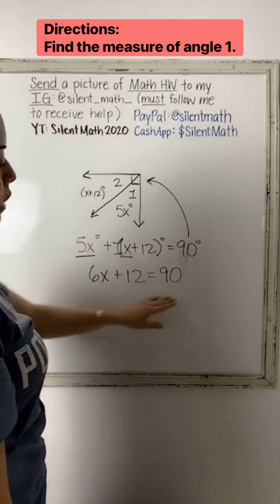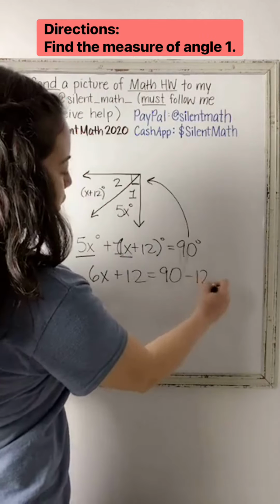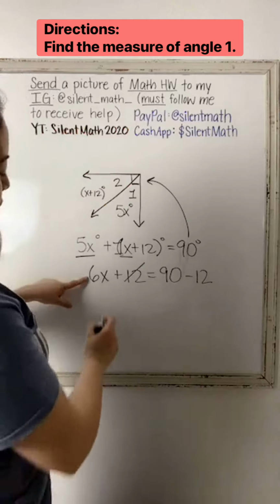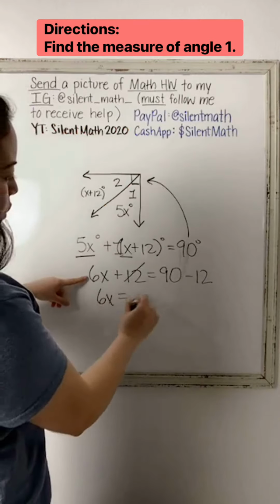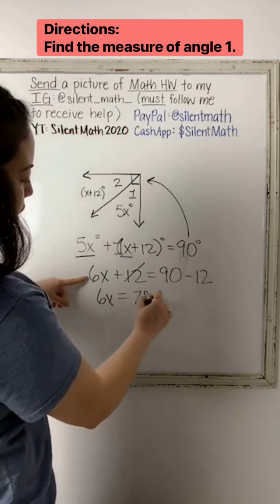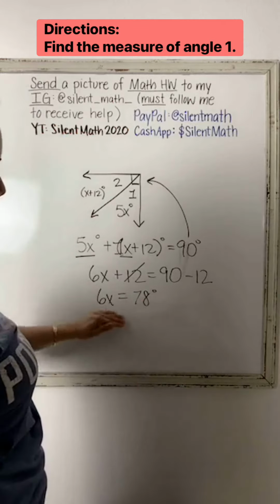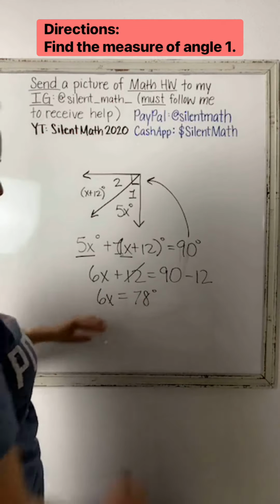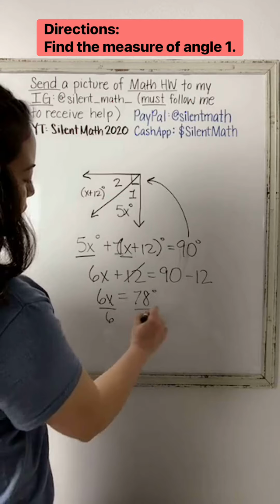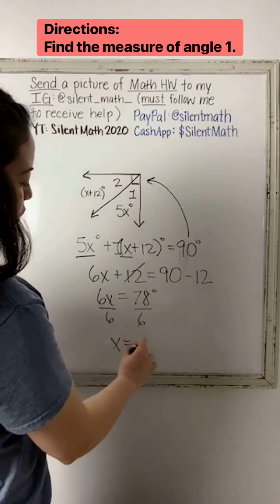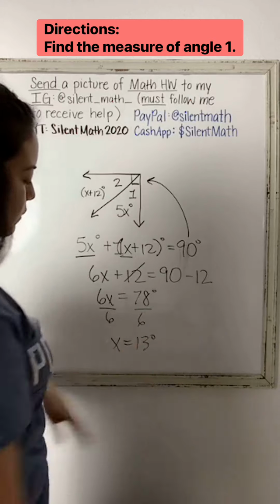We are going to subtract 12 from both sides so that we can get that 12 away, leaving us with 6x is equal to 78 degrees. Okay, lastly, we need to divide both sides by 6 to get x by itself. So x is equal to 13 degrees.